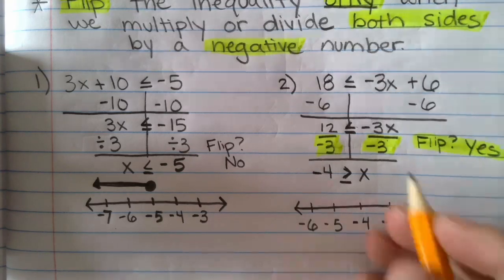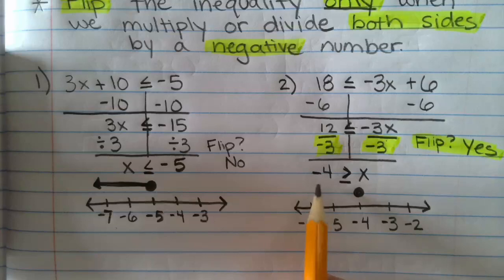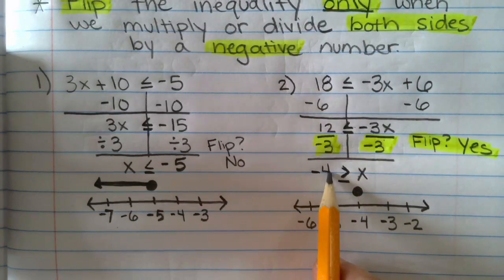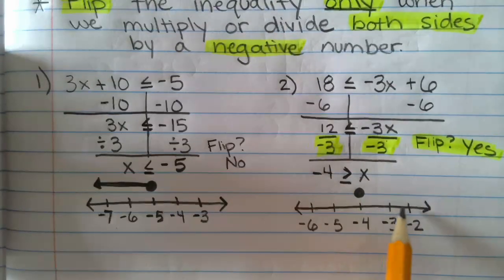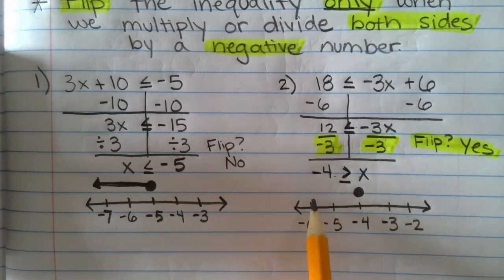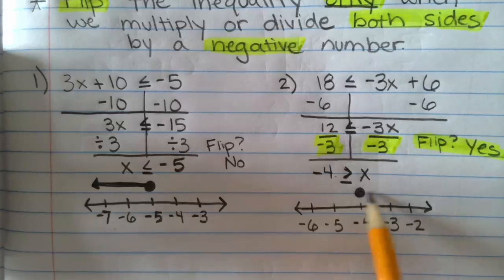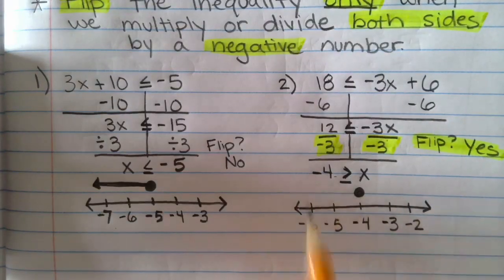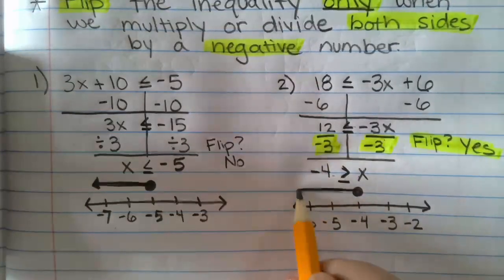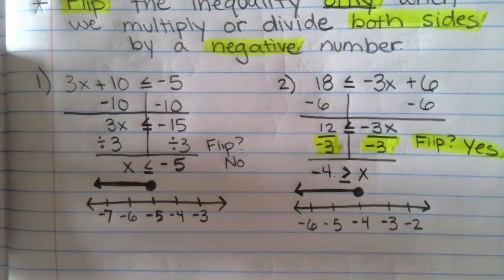So first off, open or closed? Closed, good. All right, now I need -4 to be greater than the numbers I shade in. So is -4 greater than -3 and -2? Or is -4 greater than -5 and -6? Good. So which way should I shade? Towards the -3 and -2 or -5 and -6? Good. We shade towards the ones that work. So to the left. To the left, to the left.